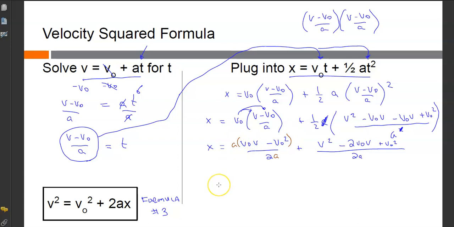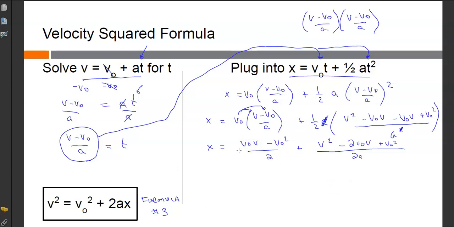Once I have done that, this will go together very nicely and get me where I want to go. I've got x having a common denominator now of 2a. I can put that down here. Distributing on the top, a times v naught v, I already had an a there. I'm sorry. Let me take all this back. I did something foolish here.